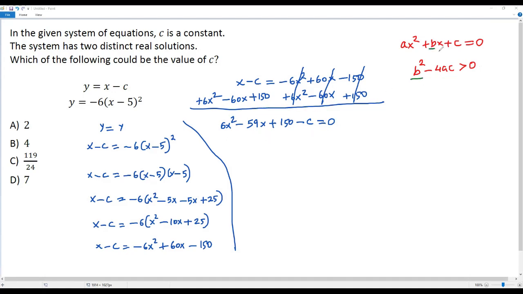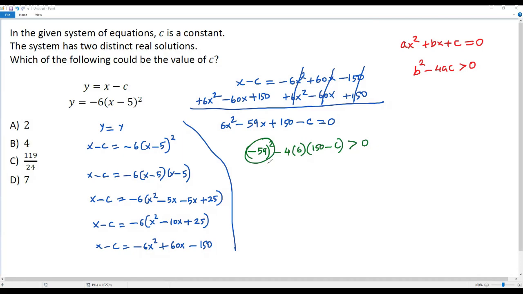Okay, now let me get the value of the discriminant b square minus 4ac for this quadratic equation. Actually, this b is the coefficient of x. Here the coefficient of x is negative 59. So for b square, we have to write negative 59 the whole square, minus 4 times a, where a is the coefficient of x square. Here the coefficient of x square is 6. So let's plug in 6 for a. And c is the constant term. Here the constant term is 150 minus c. Let's plug in this for c. Then we get 4 times 6 times (150 minus c). And here I got the value of the discriminant. It has to be greater than 0 because this quadratic equation has two distinct real solutions.